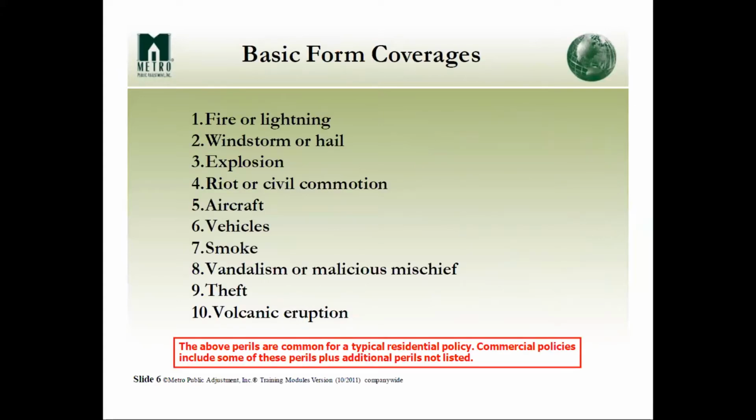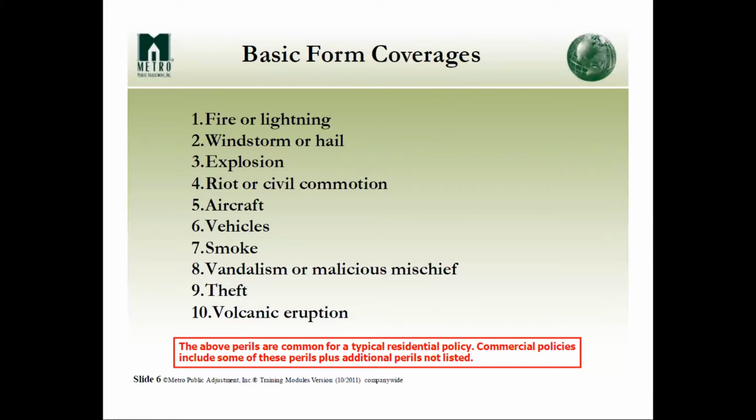In the basic form, these basic coverages cover 10 primary perils: fire or lightning, and oftentimes we separate those out into two separate kinds of perils. Windstorm or hail, again, those are two separate perils often. Explosion, riot or civil commotion, aircraft, vehicles, smoke, vandalism or malicious mischief, theft, and volcanic eruption.